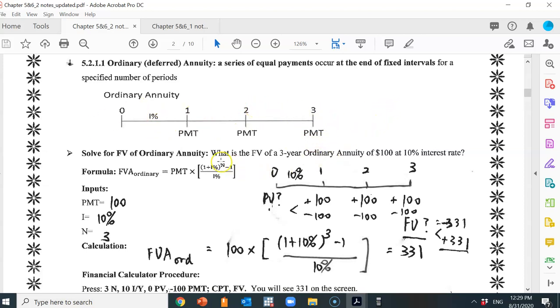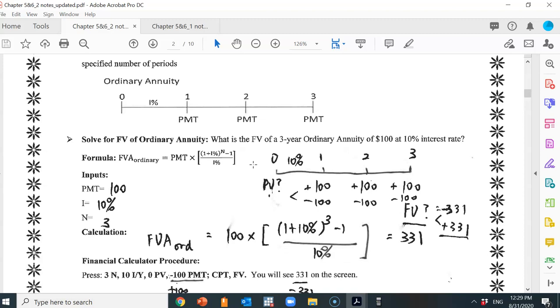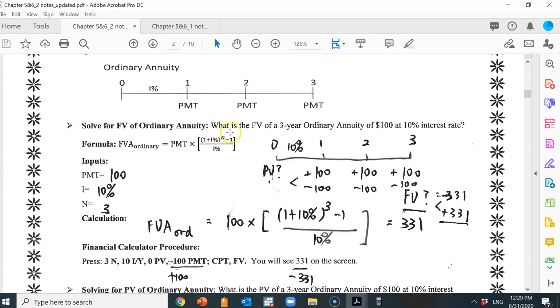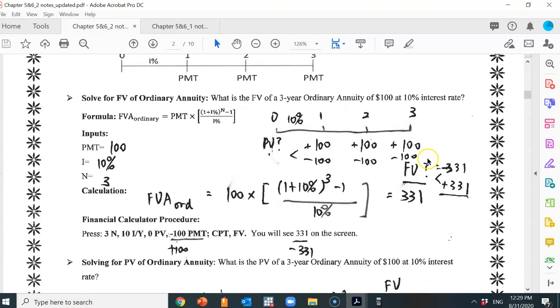What if we have a 3-year ordinary annuity of $100 at a 10% interest rate? What is the future value of this annuity? So we can use the timeline we learned last class in the last video to draw the information here. We can draw 3 periods from time 0 to time 3. We have 3 years shown in this timeline.